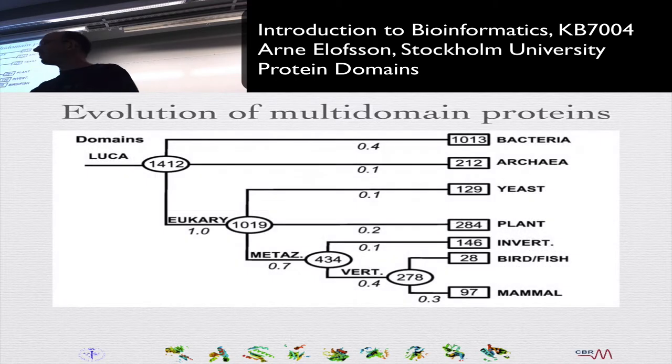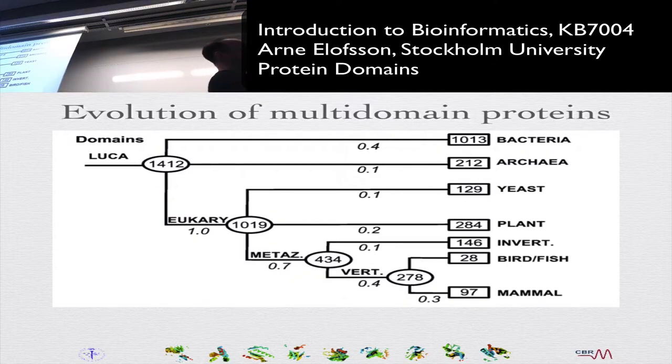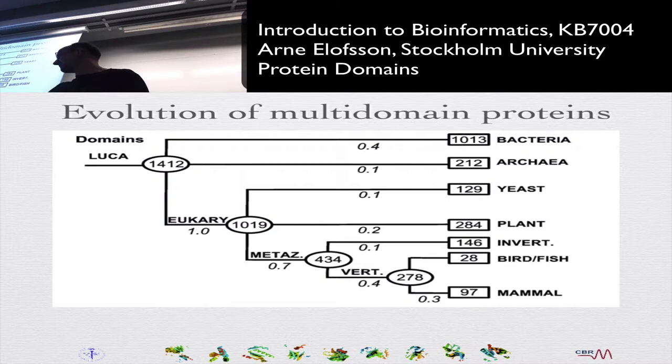And so in that case, we found 1,412 domains that were found in all three kingdoms, and 1,000 that was specific to eukaryotes, 1,000 specific to bacteria, and 200 specific to archaea. And 1,129 was specific to yeast, 284 to plant, and 434 to the animals. And of this 434, they were divided further into invertebrates and vertebrates and mammals. So in the mammal, you have 97 types of domain families that are unique to mammals, not found outside the mammals. At least that was the study done.